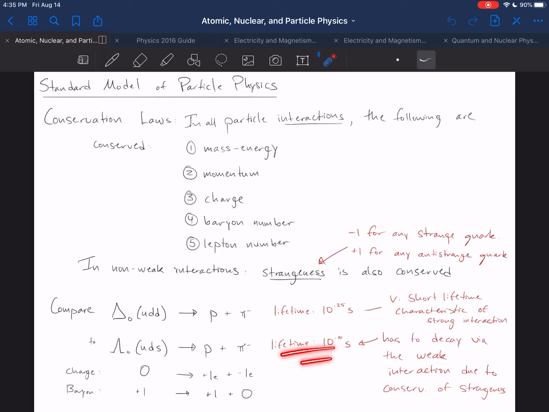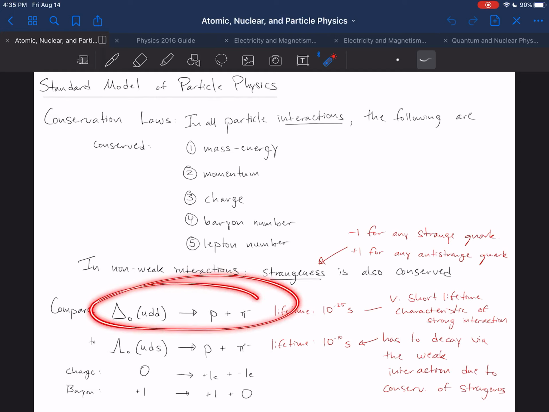And the reason that this is important is because it shows us that it must be decaying via the weak interaction. The weak interaction takes a little longer to take place, by and large. And why is this? Well, it's because strangeness is conserved in the strong interaction, but not in the weak interaction. So while this particular particle, the delta naught, can decay using the strong interaction, our lambda naught particle cannot. It must wait to decay via the weak interaction.